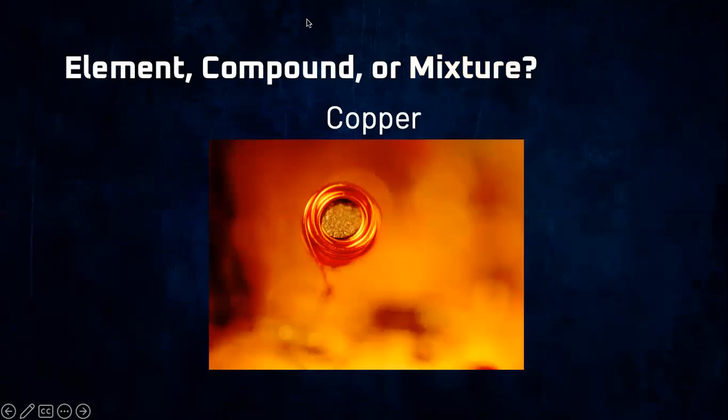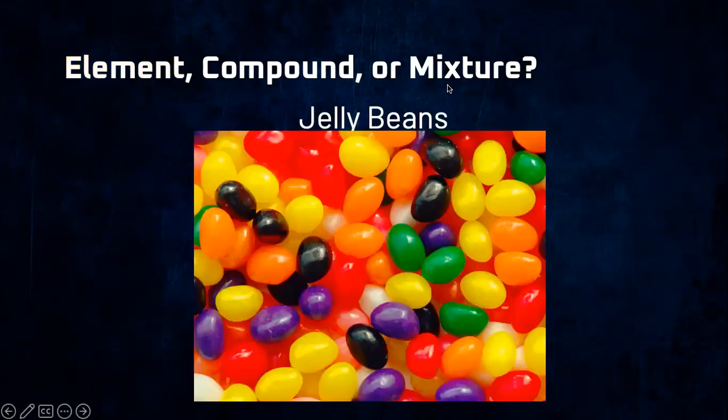Is copper an element, compound, or mixture? Can I have some hands, or you can message me in the chat? Is copper an element, compound, or mixture? All right, I have two answers from the chat. Yes, it's an element. Yes, three answers. Yes, it's an element. Correct. Copper is found in the periodic table. I think the symbol is Cu, so it is an element. All right. Next, jelly beans.